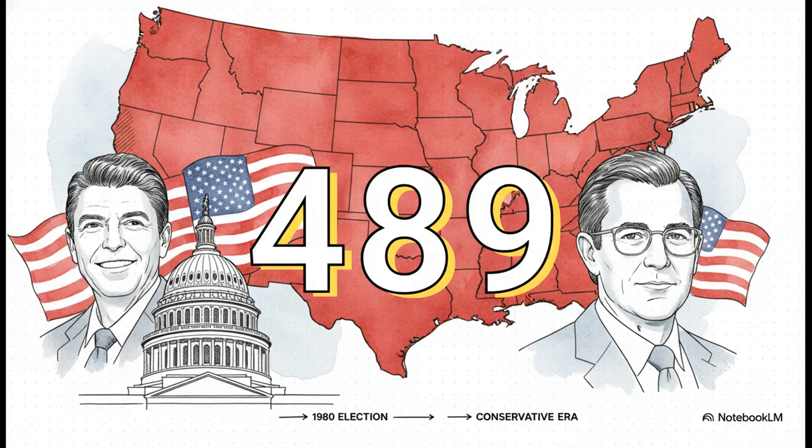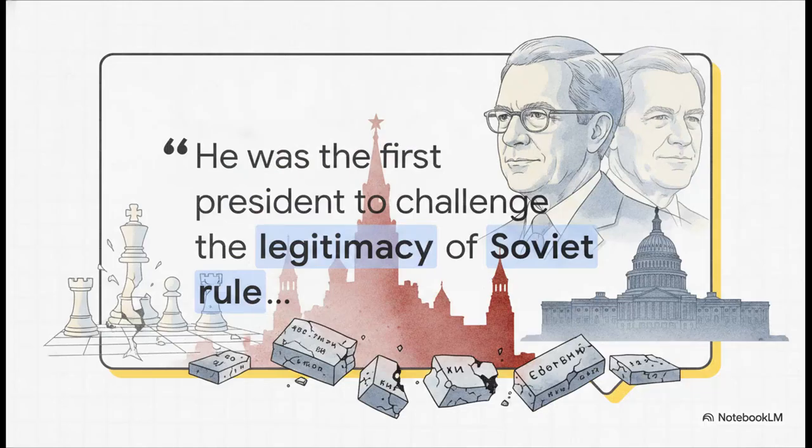Moving on to Section 2, the Reagan-Bush era. Before his own presidency, there was the pivotal 1980 election. 489, that is the massive number of electoral votes the Reagan-Bush ticket secured against Jimmy Carter. It was an absolute landslide. And it signaled a major conservative realignment in the country, with Bush right there as vice president to help steer it.